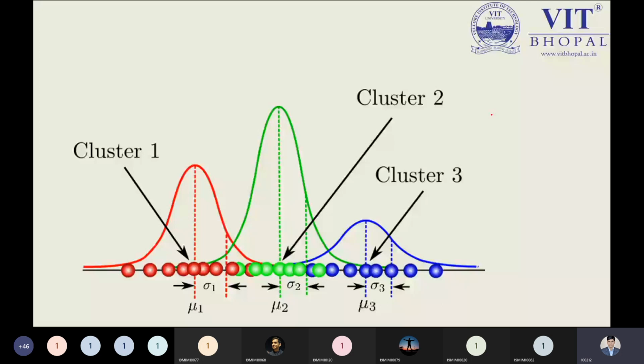So from this portion, can you tell me which data point is spreading in the large volume? Can anyone tell me? Sir, can you repeat your question? I'm asking which cluster is spreading the data in large volume, by which we can determine. So with the help of the mu and with the help of the variance, you can define. So can you tell me which cluster is spreading the data in large volume?